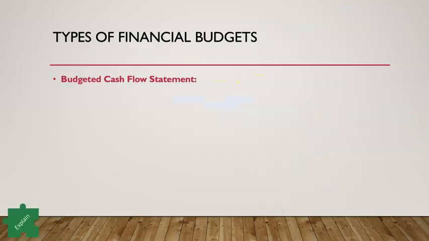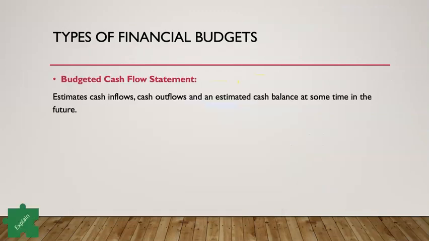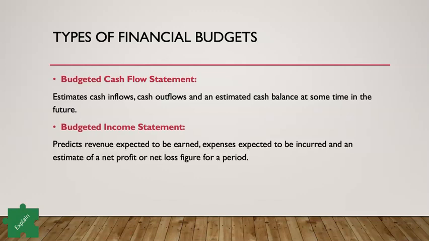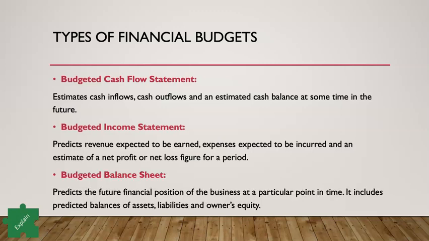The budgeted cash flow statement, which estimates inflows and outflows of cash and an estimated cash balance. The budgeted income statement, which predicts revenue expected to be earned and expenses expected to be incurred, and ultimately net profit. And the budgeted balance sheet, which predicts the future financial position of a business. This includes assets, liabilities, and owner's equity.